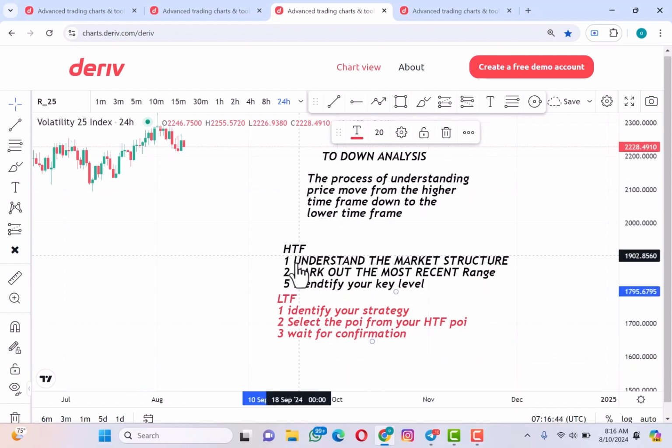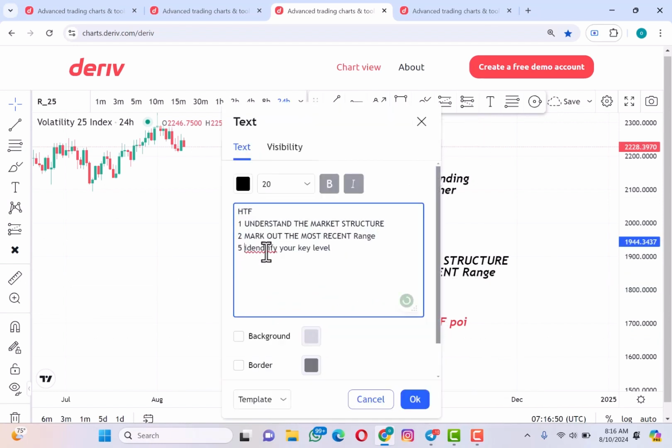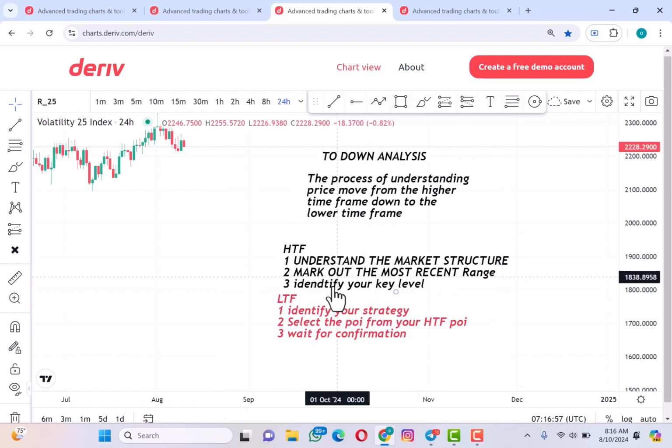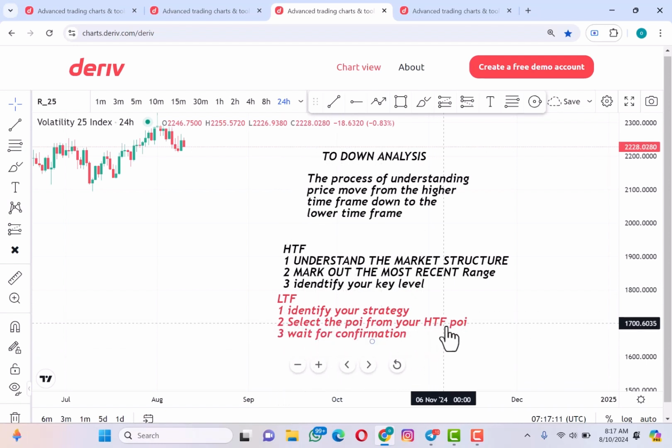Look at this second point, I said you should mark out your... sorry, the last point here. This should be 3, not 5. The third point I gave under higher time frame said: identify your key level. This key level can serve as your POI on the higher time frame. But the second thing you need to do when you get to the lower time frame is to select a POI from that higher time frame POI.